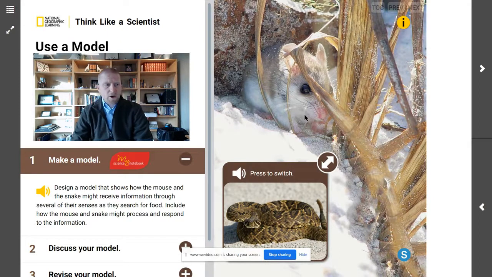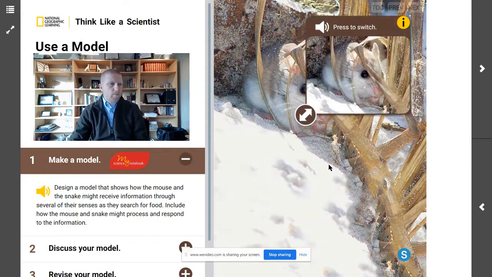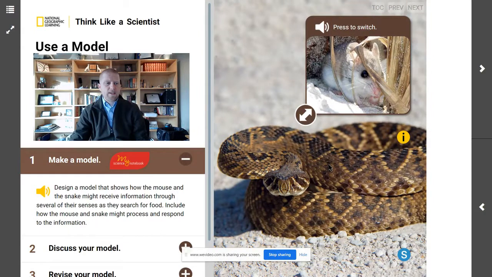A beach mouse uses its senses to survive in the grassy sand dunes of Florida. It digs burrows into the sand. It uses the burrows to keep safe, raises young, and stores seeds for food. The mice look for food mainly at night. The eastern diamondback rattlesnake preys on beach mice and other small animals.